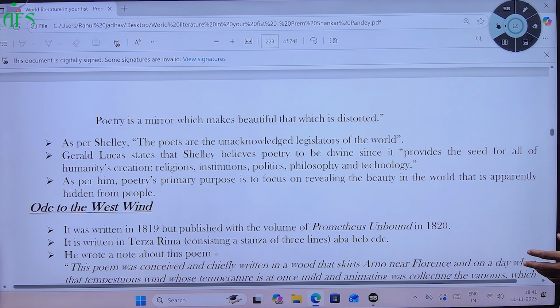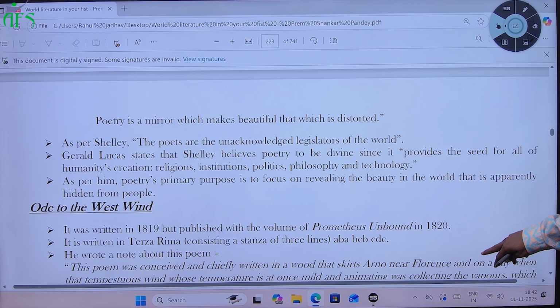Moving ahead, Gerald Lucas states that Shelley believes poetry to be divine since it provides the seed for all humanity's creation: religions, institutions, politics, philosophy, and technology altogether. As per him, the poetry's primary purpose is to focus on revealing the beauty in the world that is apparently hidden from people, and such is the duty of the poet to bring out that beauty which is hidden in the world around.